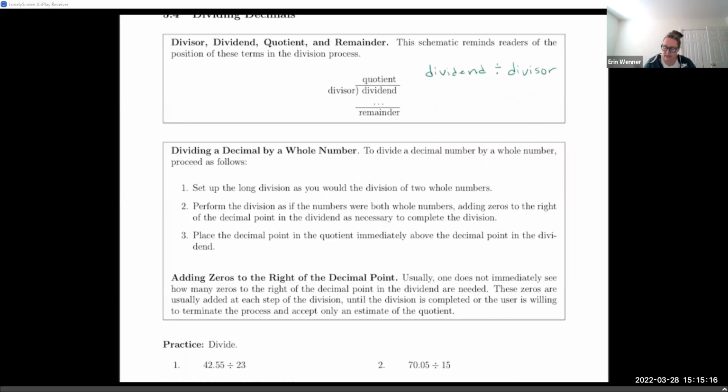When dividing with decimals, it's a little bit different because we have to deal with those decimal values. So we're going to set up the long division as you would set up division of 2 whole numbers. We perform the division as if the numbers were both whole numbers, adding zeros to the right of the decimal point in the dividend as necessary to complete the division. We place the decimal point in the quotient immediately above the decimal point in the dividend.